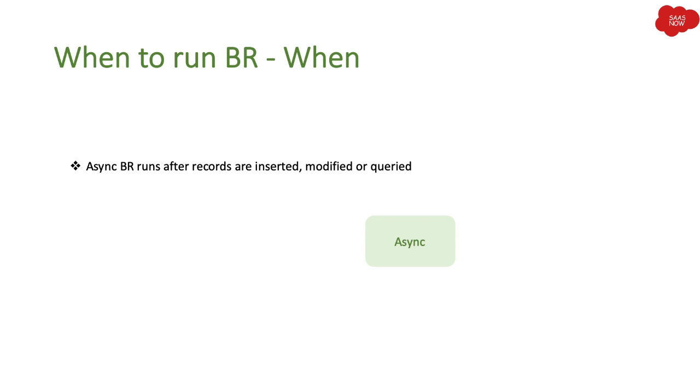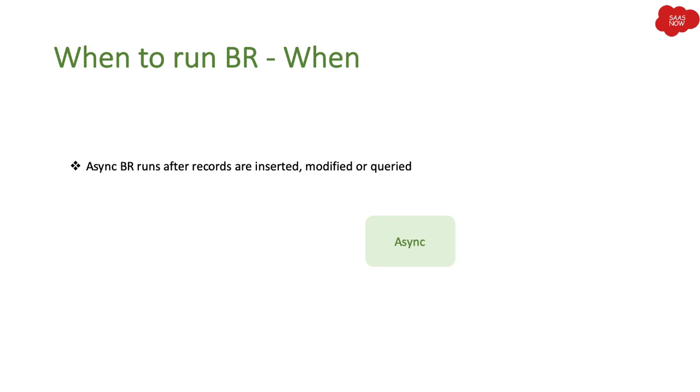Then you have async business rule. Now this is also another kind of business rule. This business rule runs after records are inserted, modified, or queried. So it's like scheduled jobs basically. It runs asynchronously, so it doesn't have that synchronous behavior. It's like a scheduled job.